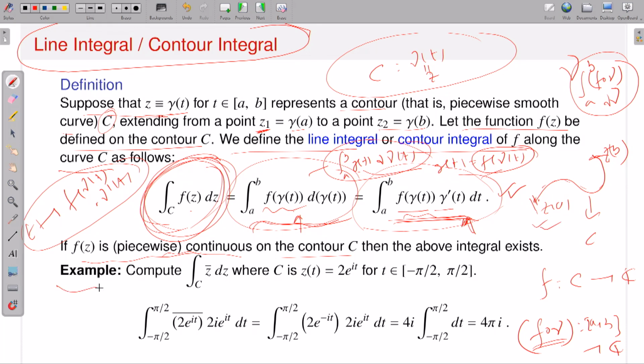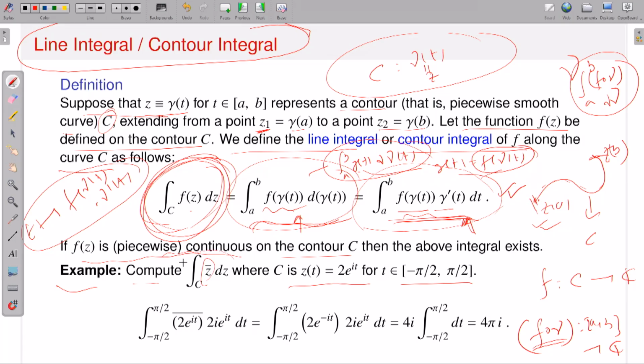One example you can easily calculate. Compute the integral over c of z bar. So what is your function f of z? It is z bar. And what is your contour? This time I have given the parameterization of c, z(t) equal to 2 times e to the it, where t runs from minus pi by 2 to pi by 2. Then you can easily calculate it.